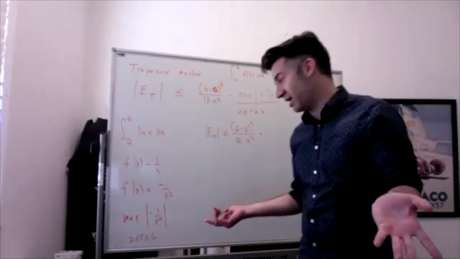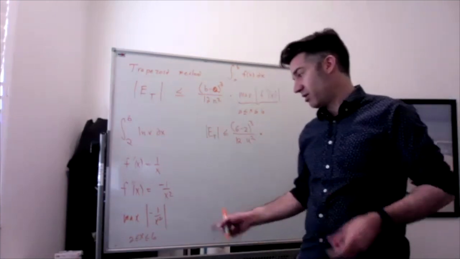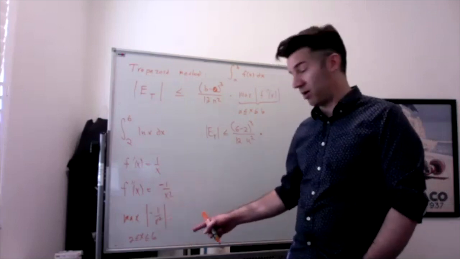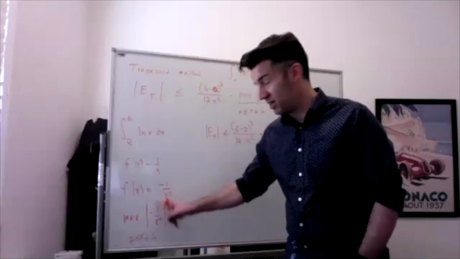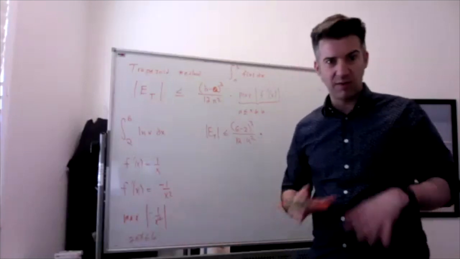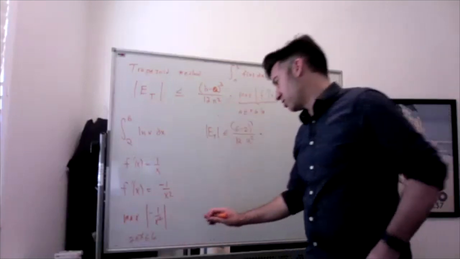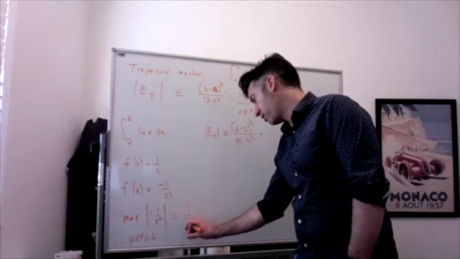And it is 2, yes, because the 2 is going to make this thing the biggest, right? Because it makes the denominator the smallest. Thank you. But we need the absolute value, right? Because we want it to be the biggest in absolute value. So the maximum of this is 1/4.